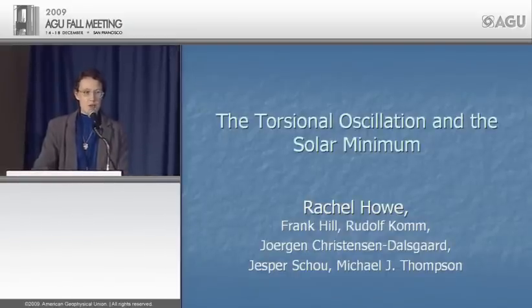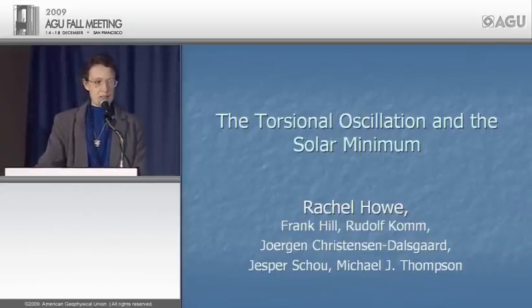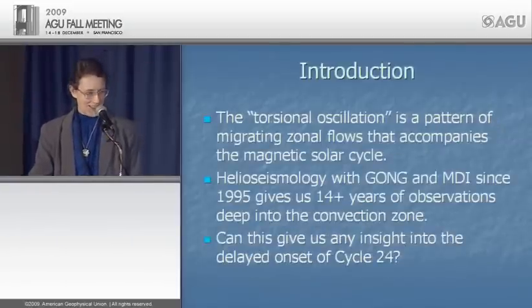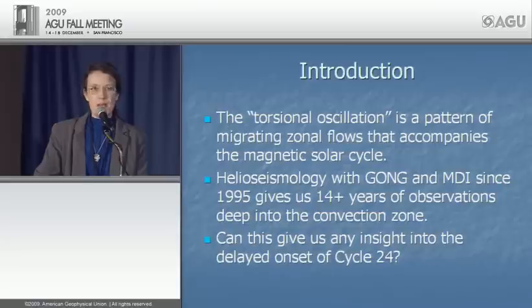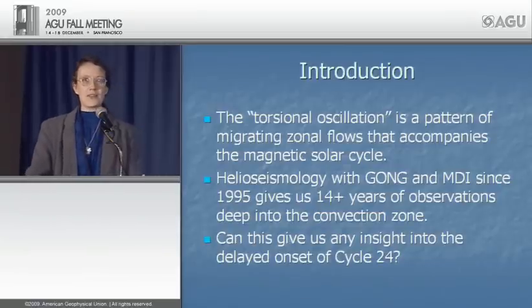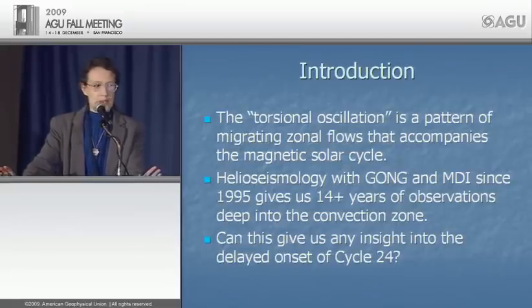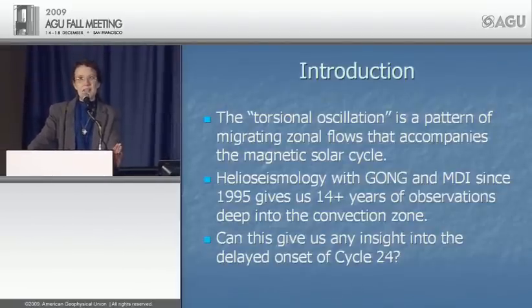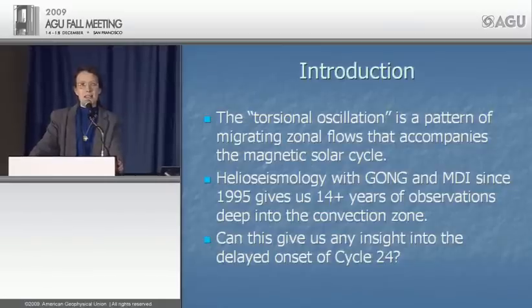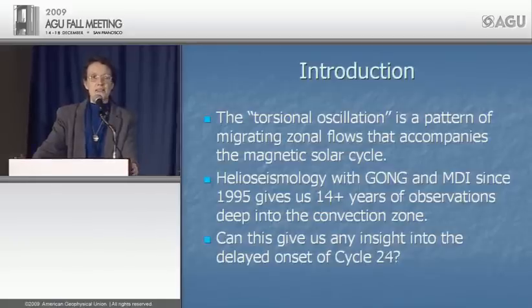Right, I would like to talk today about the phenomenon known as the torsional oscillation and how it relates to the solar minimum. Next slide, please. As a brief introduction for those of you who are not familiar with it, the torsional oscillation is a pattern of migrating zonal flows that appear in mid-latitudes before the beginning of the solar cycle, and during the solar cycle they migrate down towards the equator. This was first discovered by Howard and LaBonte back in 1980 in surface Doppler measurements at Mount Wilson, where they've been following it ever since.